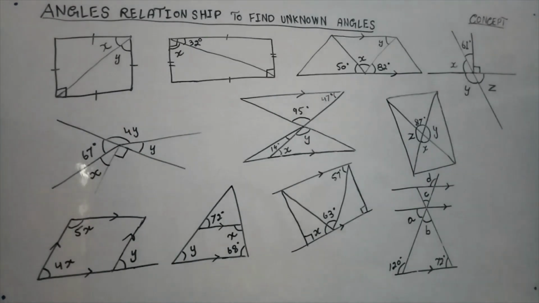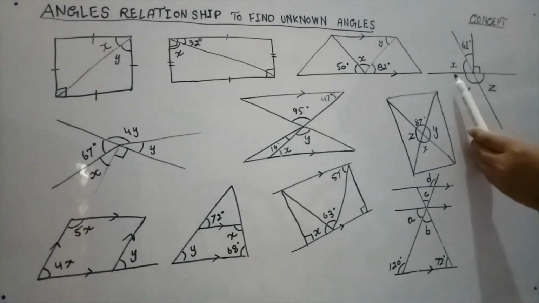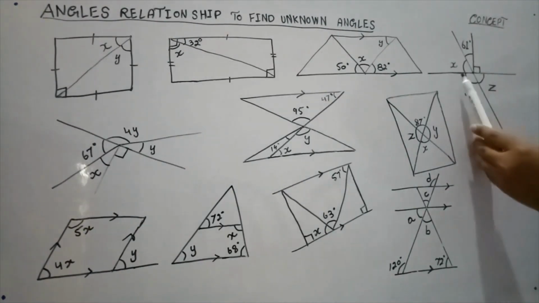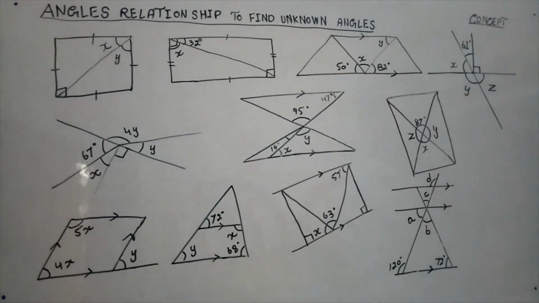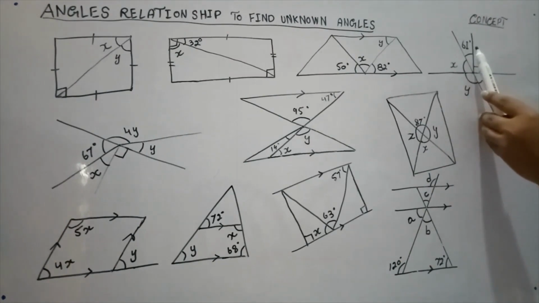Yes, first of all, let's see. If we find x first, you can see here we have this straight line. This straight line means that the sum of all the angles present on a straight line will be equal to 180 degrees. Here we have 61 degrees.